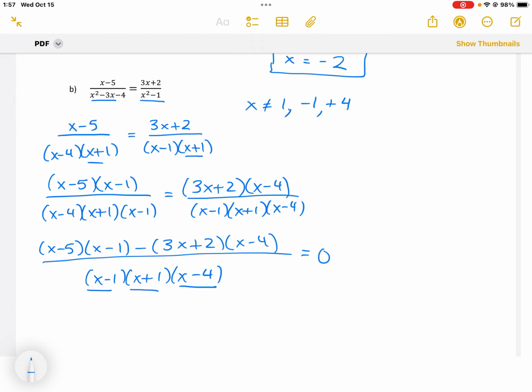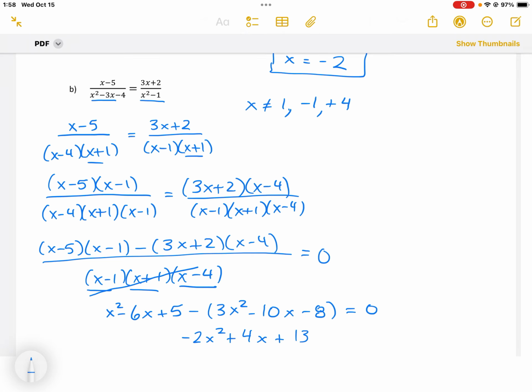So now I'm going to expand and I'm going to ignore my denominator. So I've got x squared minus 6x plus 5 minus 3x squared minus 10x minus 8, and that's all equal to 0. Now when I collect my like terms, I'm going to get minus 2x squared plus 4x plus 13 equals 0. This is not factorable using my decomposition, tricky trinomial methods.